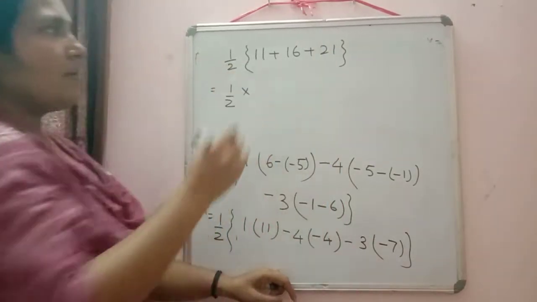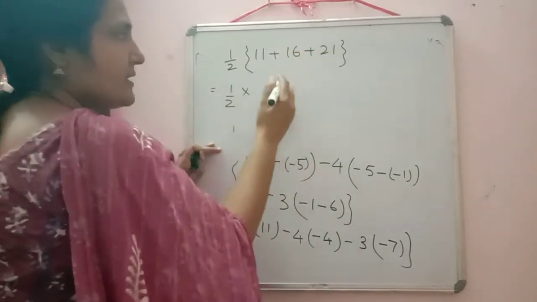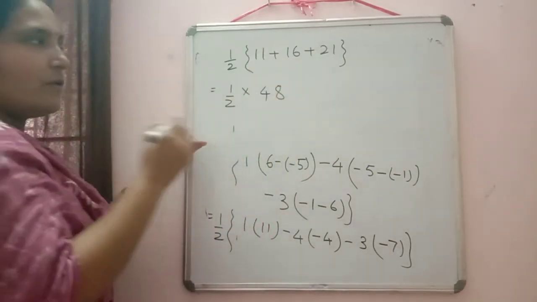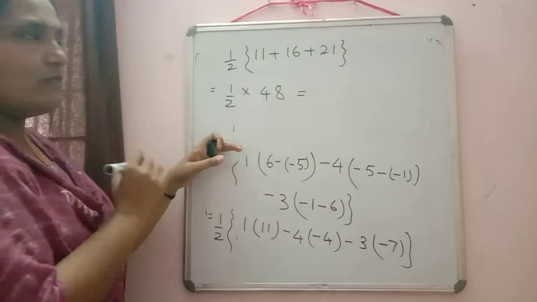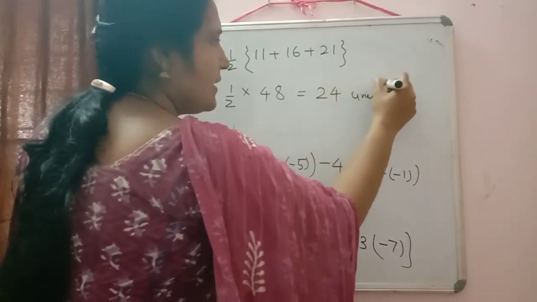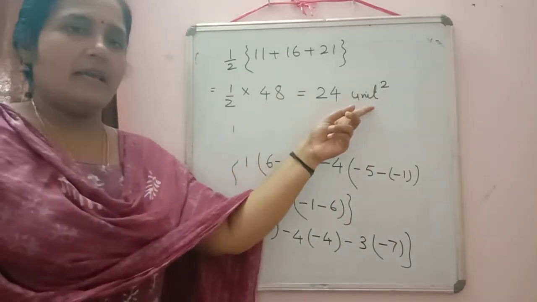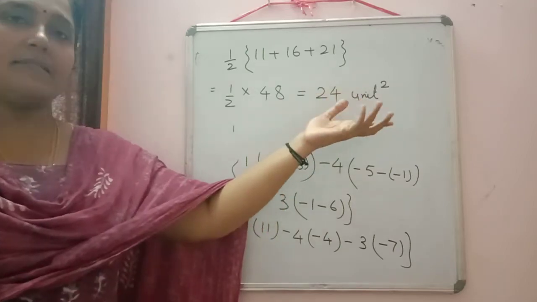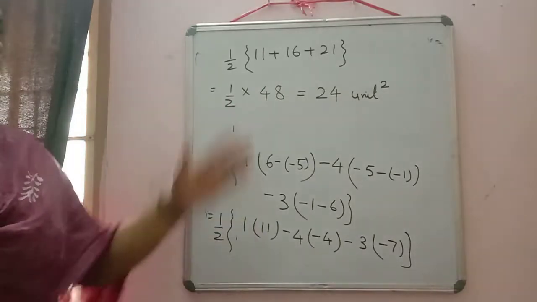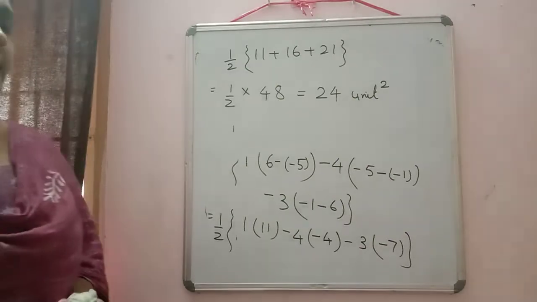So half into, now you can add all these things. So it will be equal to 11 plus 16 is 27, plus 21 is 48, and 48 divided by 2 will be equal to 24. Since the unit is not there, we can write 24 unit square, because the unit of area is square. Normally you are writing meter square or centimeter square. So here we wrote 24 unit square. So in this way we can find out the area of a triangle when its coordinates are given.